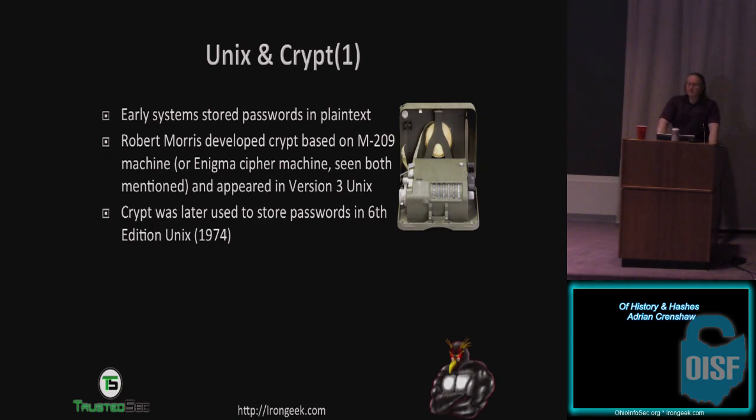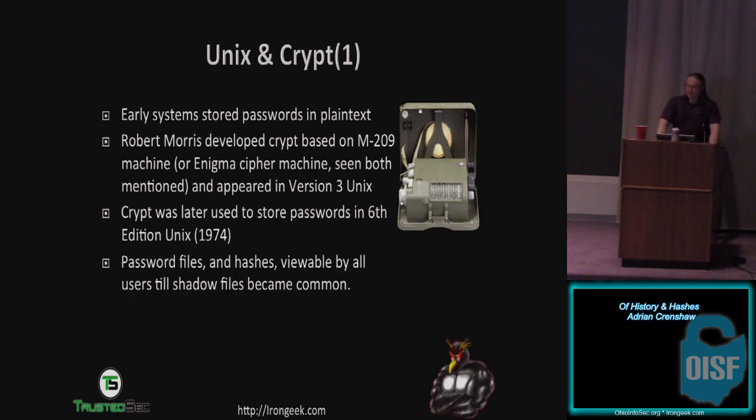See, crypt is used kind of confusingly, depending on how you're referring to it, as either the function to encrypt the passwords or as basically a general encryption utility for files and such. Now, as far as crypt being used for passwords, that didn't really come about until the 6th edition of Unix in 1974. And the password files, the hashes, were still viewable by everybody until shadow files became common, which we'll talk a little bit more about later.